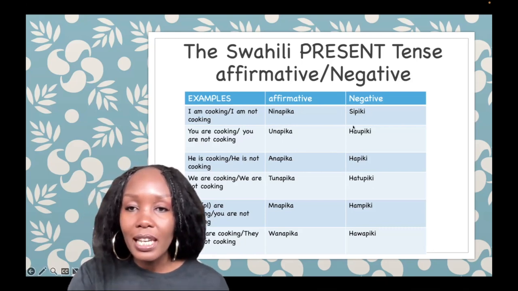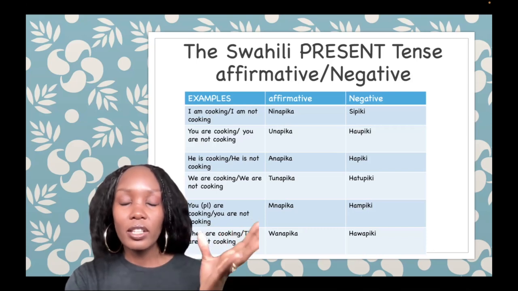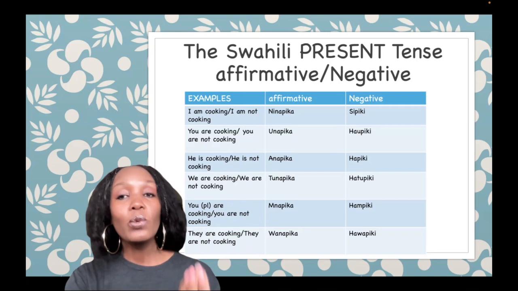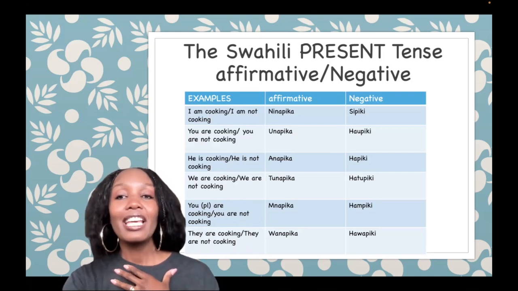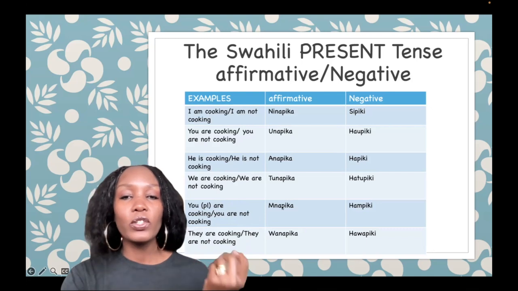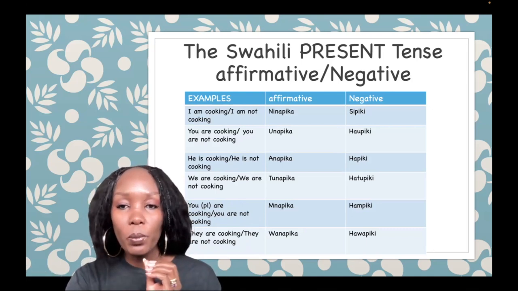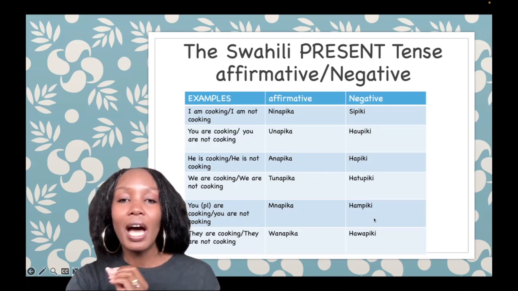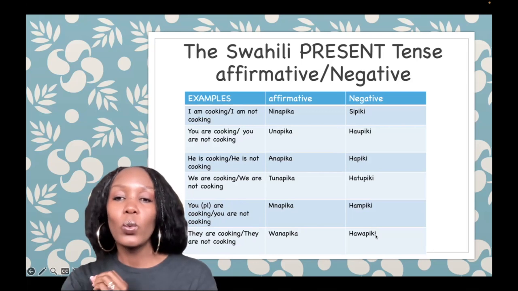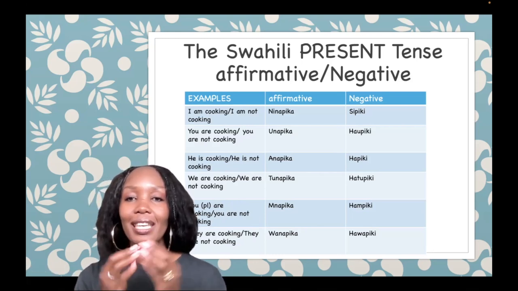I don't know if you're seeing a pattern. Whenever you start working with the second and third persons, you're now starting with ha. But when you're dealing with the first person, that is I, it's going to start with si in the negative form. Now let's continue. Y'all are cooking, or you in plural, is mnapika, and then in the negative, hampiki. And then they are cooking is wanapika, and we are doing hawapiki for the negative form. So as you can see, it's pretty straightforward.